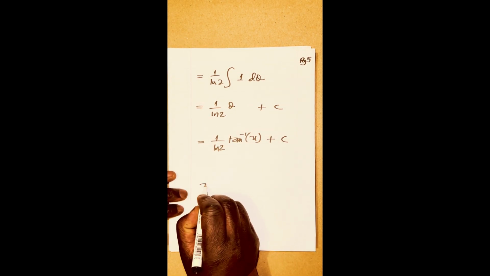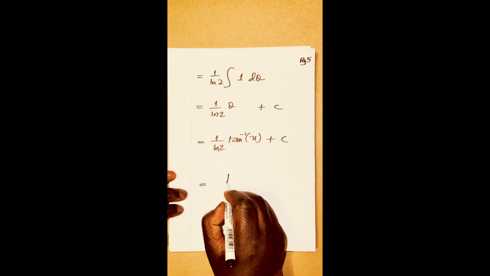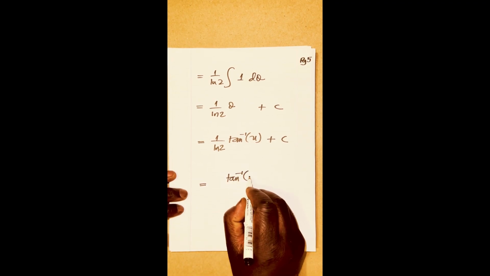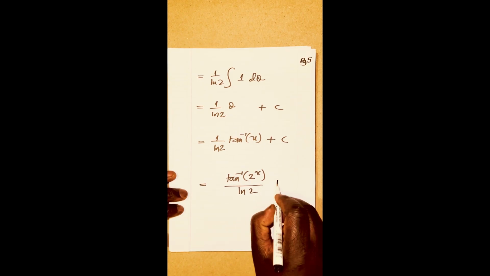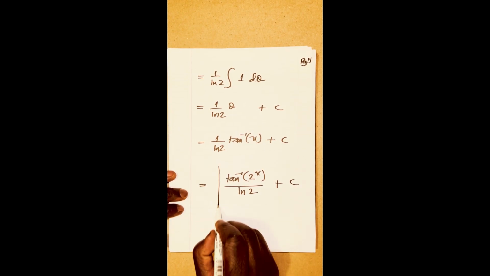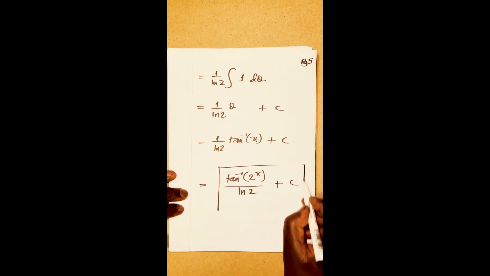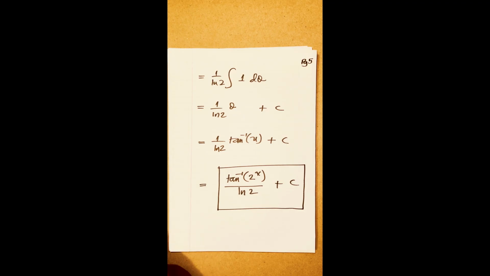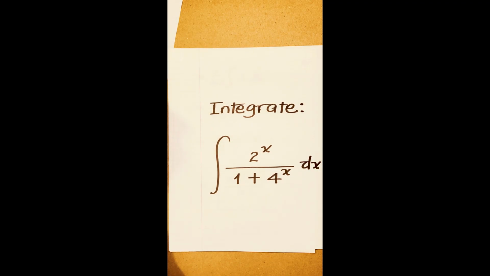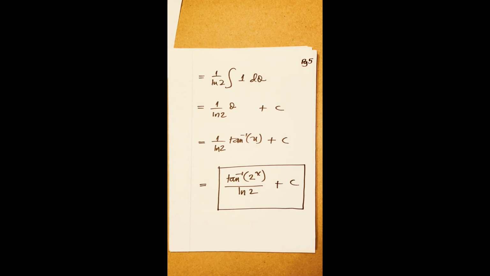So this is equal to tan inverse of 2 to the power x all over natural log of 2, and then plus c as our final solution to our integral in this video, this one here. The final solution boils down to that.